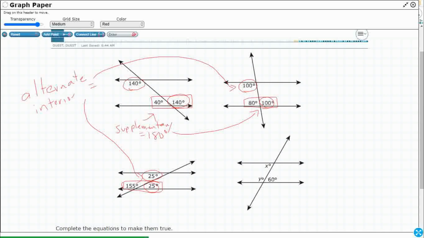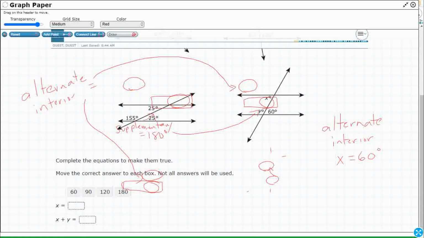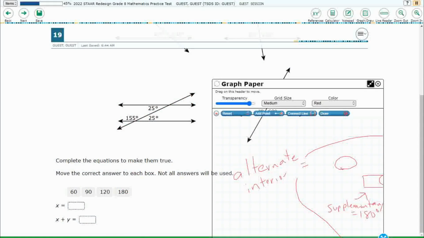So we need to figure out what x is. We'll take a look at where x is. X is alternate interior because it's on the opposite side, the alternate side of the transversal. Interior meaning it's on the inside of these parallel lines. Exterior would be some of these angles out here, right? Those are exterior. So that means x is going to equal 60, because if this angle right here is 60, then that's going to equal 60. So let's go ahead and shrink that for a little bit, put that up there. All right, let's bring that back.